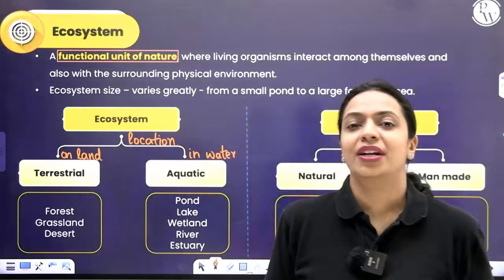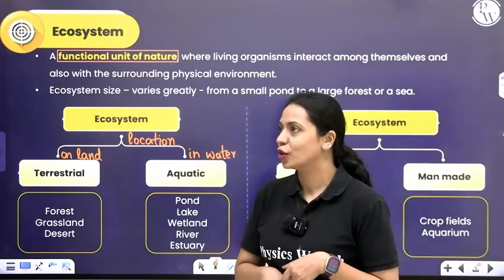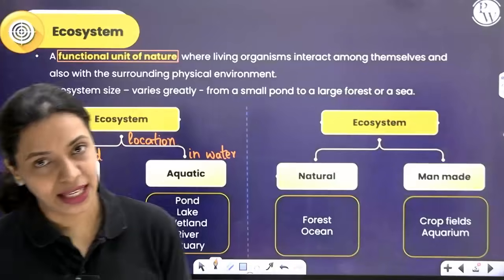What are the different aquatic ecosystems? It could be a pond, it could be an aquarium, it could be a river, it could be a sea. All of these are aquatic ecosystems.